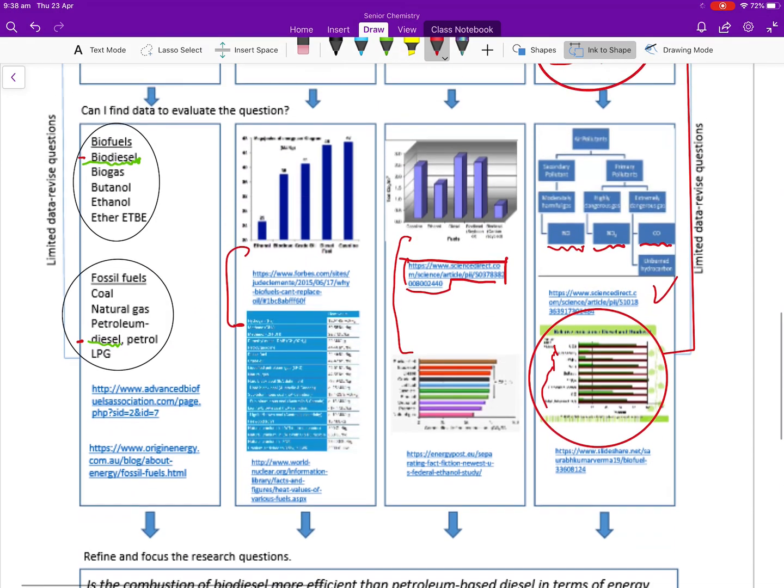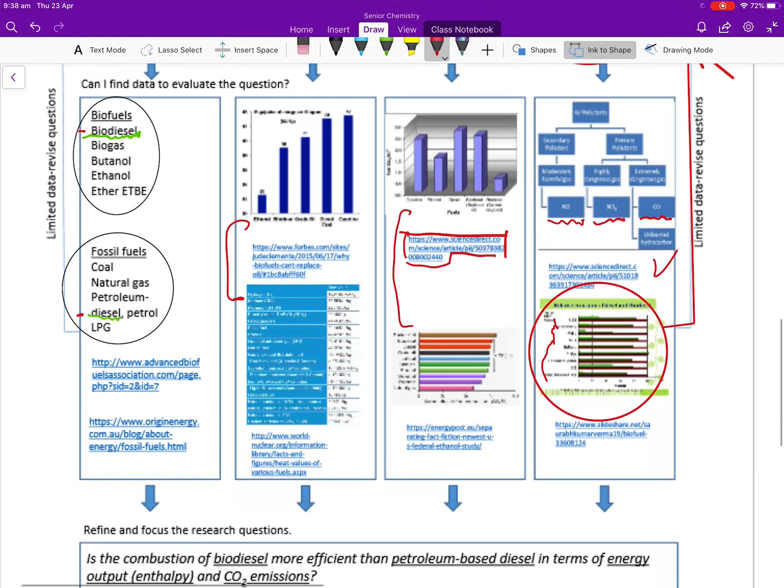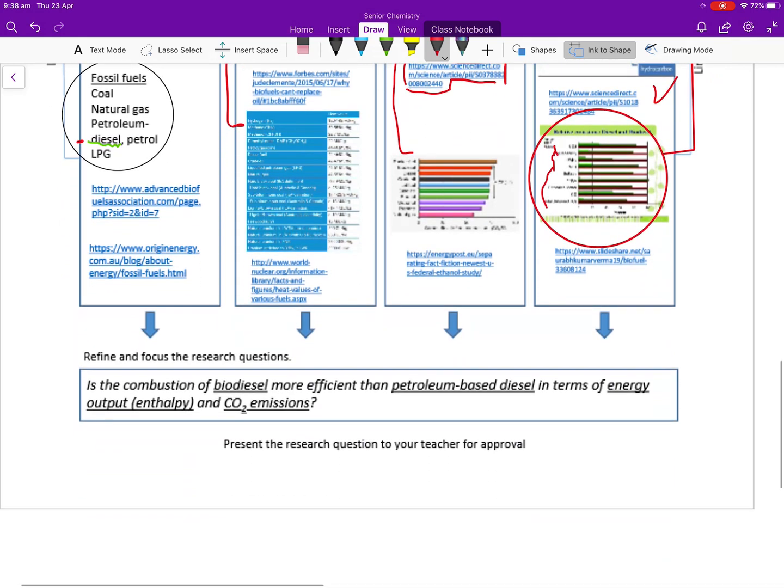So, when I was looking at this, I went, look, I've got enough data that I don't even need to assess another factor here. Okay, I'm not going to worry about other hazardous emissions. I'm going to focus on enthalpy, and I'm going to focus on CO2 emissions. So now I'm going to refine and focus my research question. Okay, and my question that I came up with is: is the combustion of biodiesel more efficient than petroleum-based diesels in terms of energy output, so enthalpy and CO2 emissions?